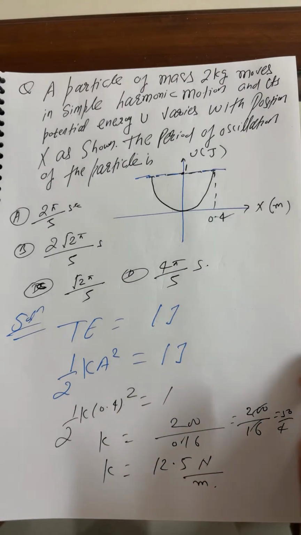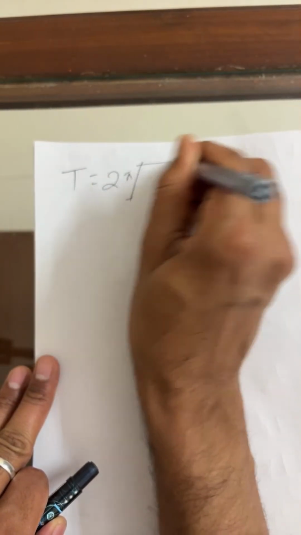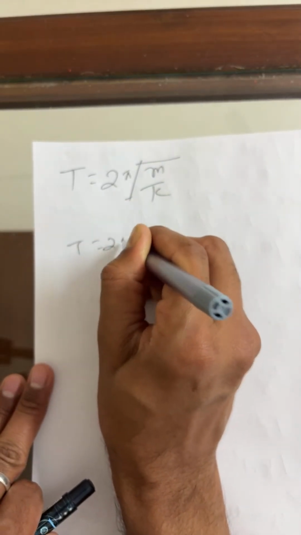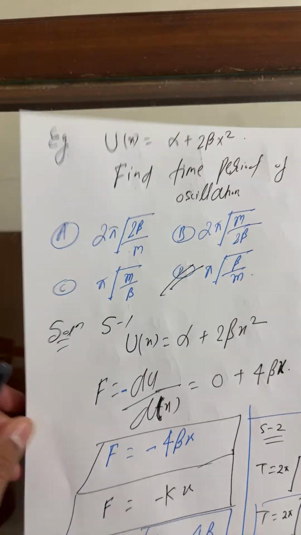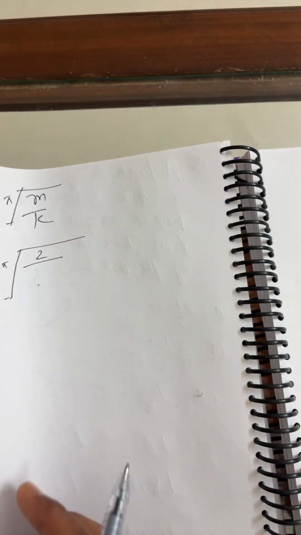Okay, we got K. Then what's the next thing to find? I can say the time period. Now we can easily do it here. So the time period is 2 pi under root m by k. So this is 2 pi, and for the mass, the particle mass is mentioned here as 2 kilogram. And K is 12.5 Newton per meter, right?